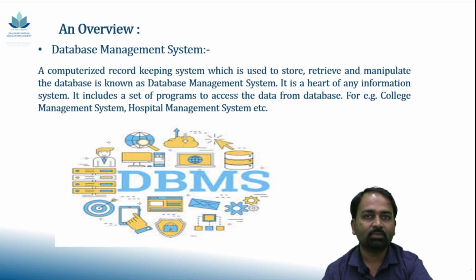Next, database management system. A database management system is a record keeping system. Using a computer we can keep records in a proper standard format, and DBMS is the heart of any information system, because without a system we cannot store data. We need to store that data, as well as retrieve and modify it. So DBMS will help us to retrieve and manage that data. For example, a college management system or hospital management system is an example of DBMS. Such systems store related data, and they can update and manage it.